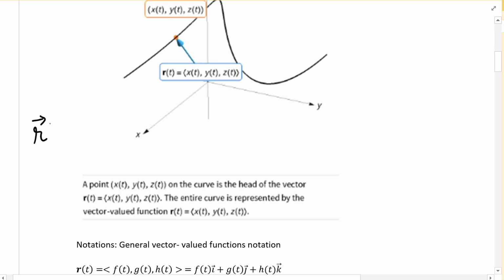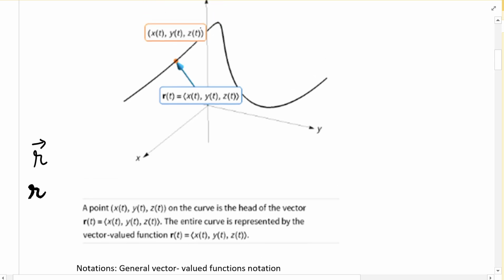If we write r like this, it means vector. In the book, it's usually written in bold. So they do write r, but it's bolder than the other letters. That means vector as well. So the point x of t, y of t, z of t on the curve is the head of the vector r of t equals x of t, y of t, z of t. The entire curve is represented by the vector-valued function r of t, which is of these coordinates.